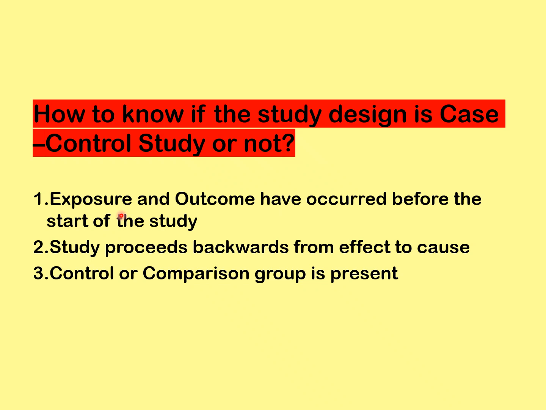Now, how to know if the study design is a case control study or not? Firstly, the exposure and outcome already happened before the study begins. In simple terms, exposure here is the risk factor and outcome here is the disease. Second, the study looks backwards, that is, it starts from the disease to find the cause. Thirdly, there is a control group to compare with the group that has the disease, or the cases.